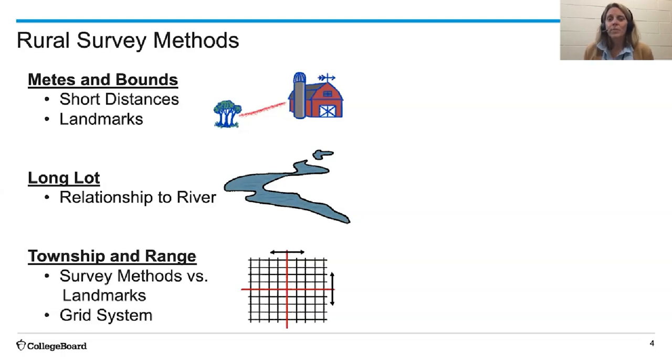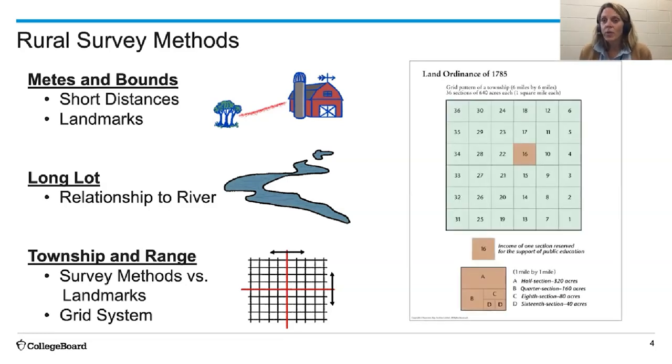However, when we moved to North America, we needed things a little more structured because we had all this wide open space. How do we divide it up? And so what we did is we used more of a survey method, a grid-like pattern versus using the landmarks of a river, just using the river or just using the trees or just using the buildings. And so this grid system really came about when we saw the Land Ordinance of 1785.